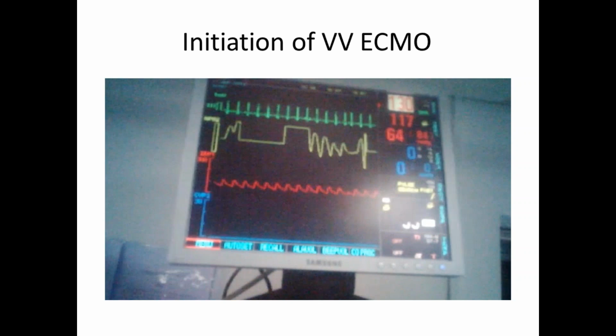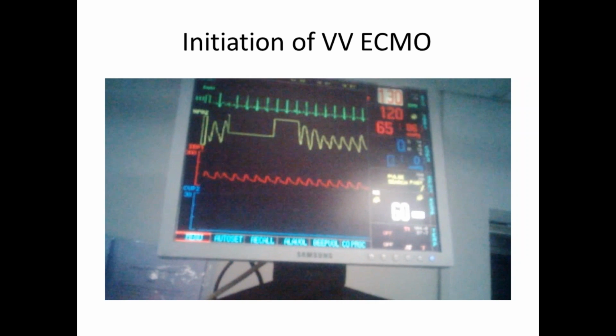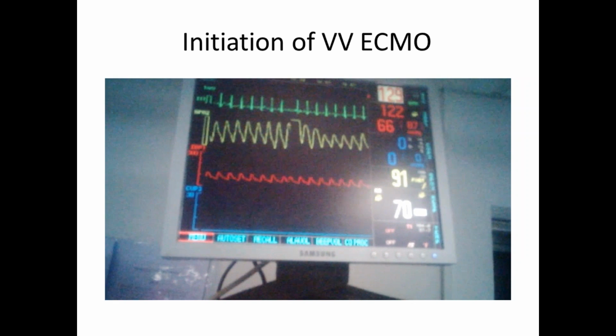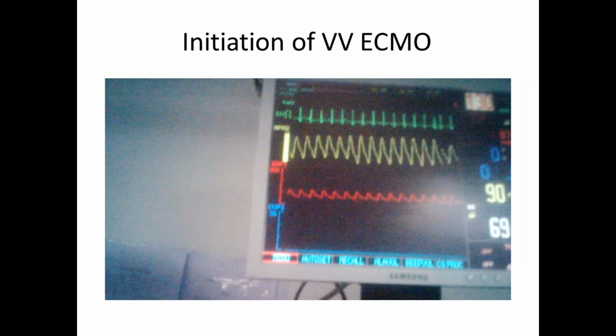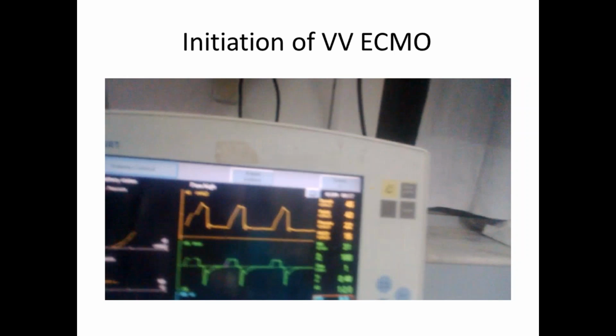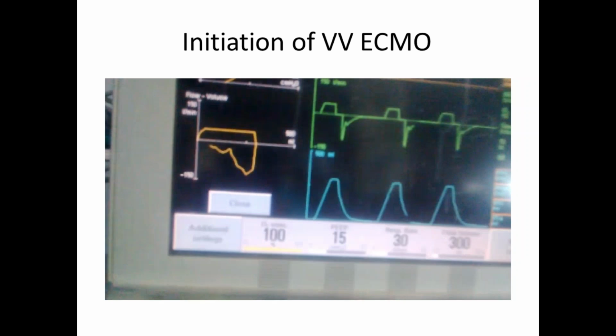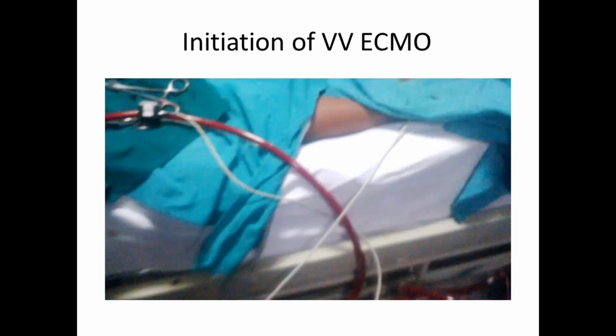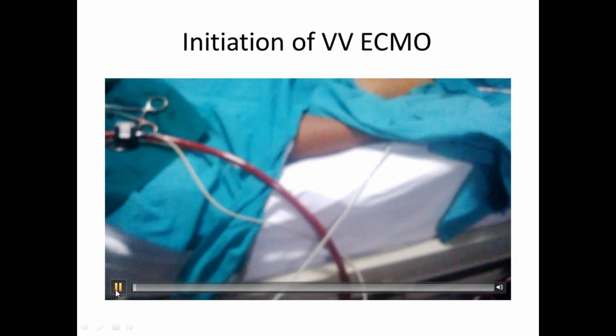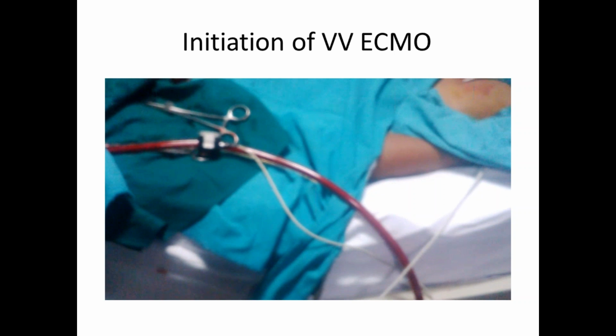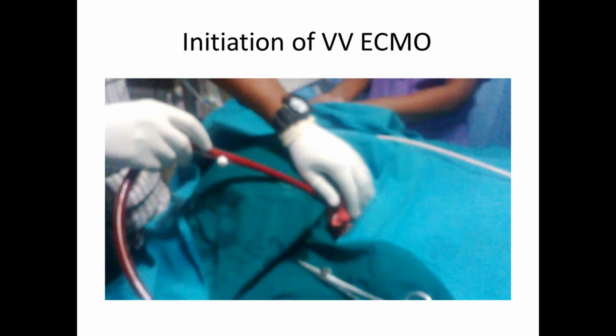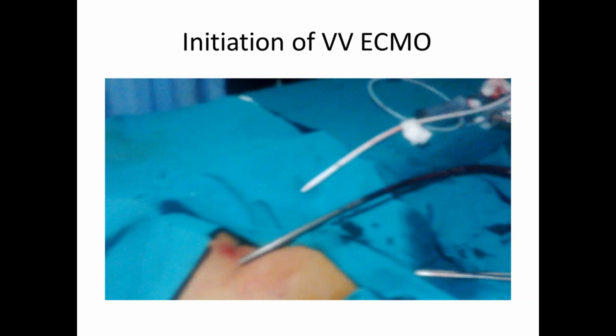Okay. The saturation probe is attached. The saturation is around 91. This is the ventilator settings before we initiated ECMO: 100% FiO2, PEEP of 15. So we have removed the arterial side clamp.